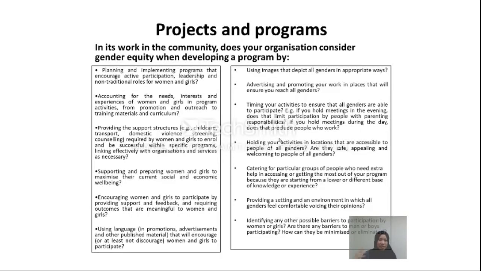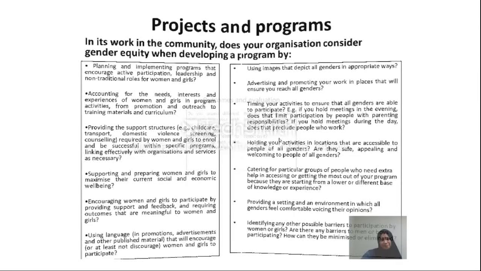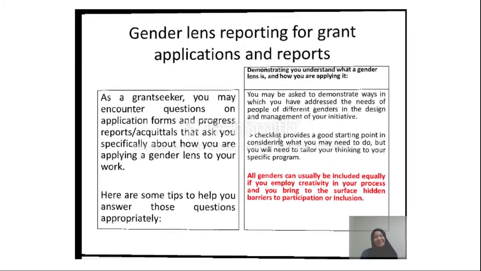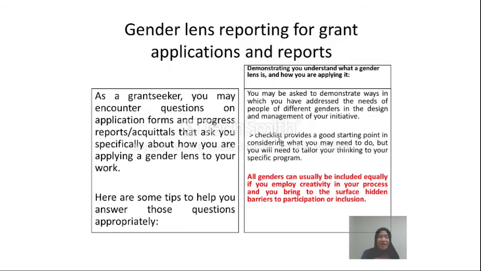In terms of outcome and evaluation, do you expect different outcomes from your work for different genders or the same outcomes? If intervention X leads to outcome Y for men, is the same true for women? How will you evaluate the impact of your project or program on men and on women? How will you report on it? These are basic questions that we must take into consideration when we try to evaluate the outcome of our project. So gender lens reporting for grant applications and reports is really necessary, especially as most of the funders are now looking for that gender factor.